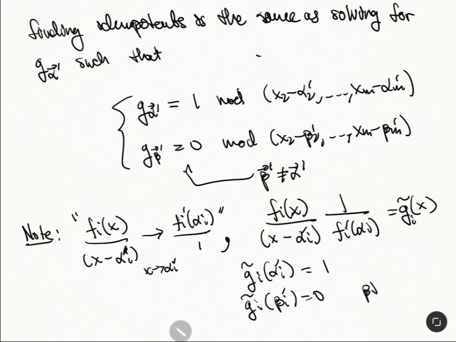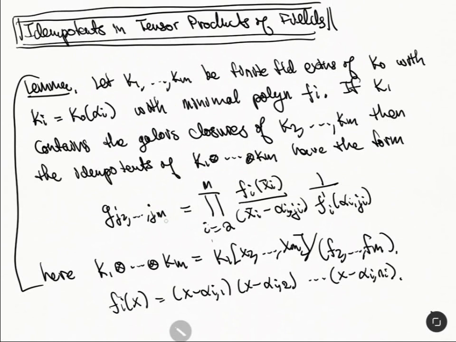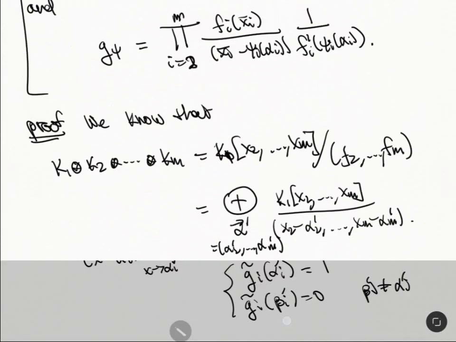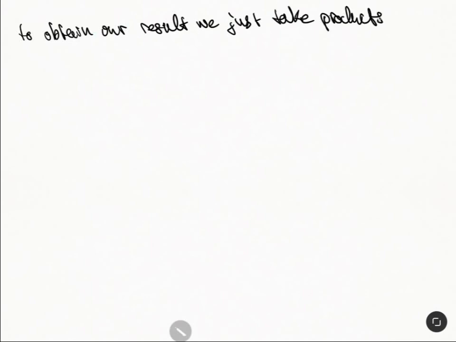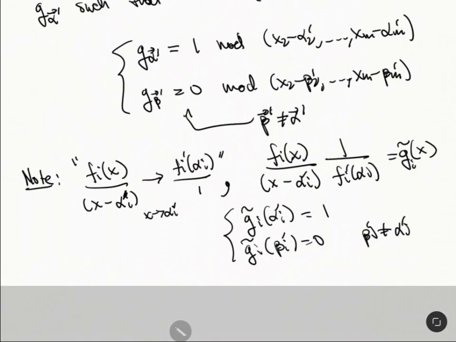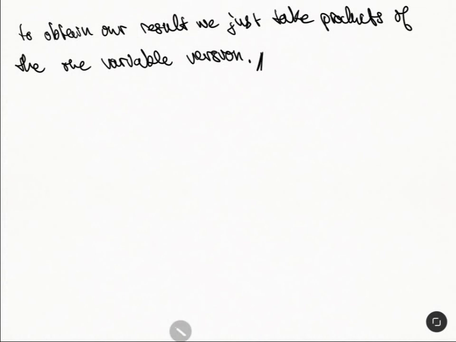So for beta_i some other root, so beta_i not equal to alpha_i prime. Okay, so here you can see that if you plug in, this is another root, 0 here. Okay, so that's what we have. And then this, so what is this here? This is just a product of all those terms. Okay, so then to obtain a result, we just take products of the one variable version. Okay, so that's how this works. And yeah, so that's what we have.